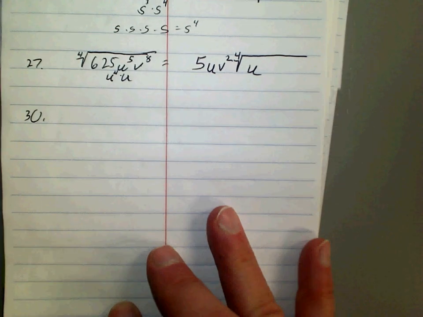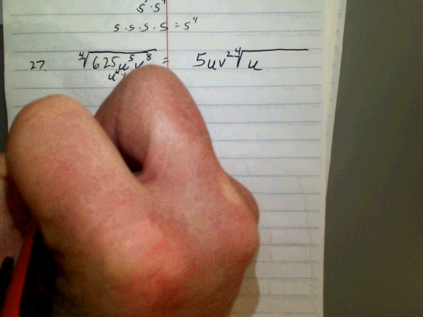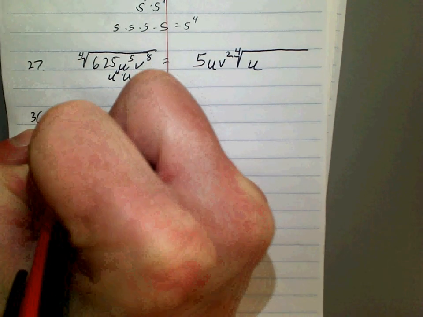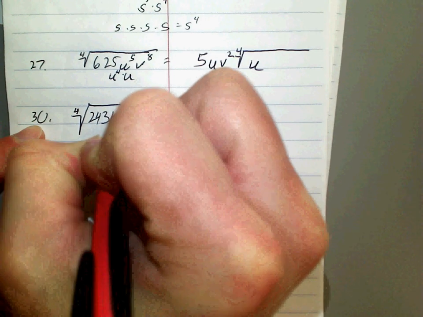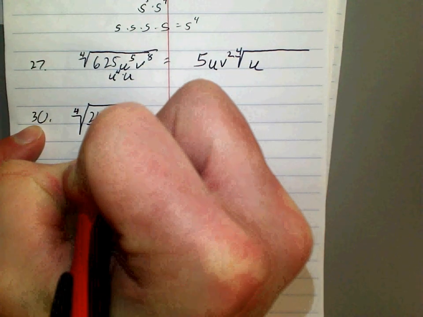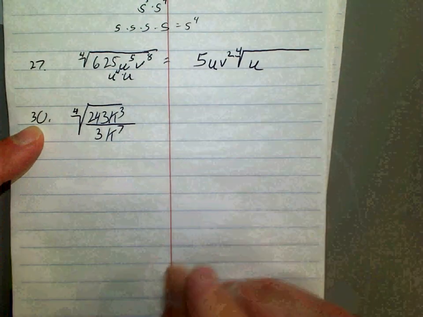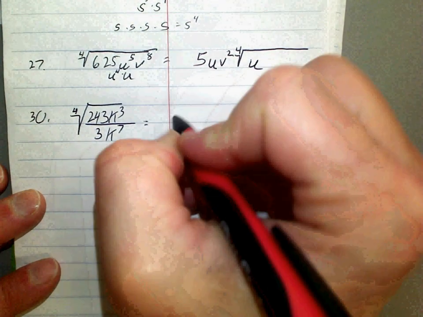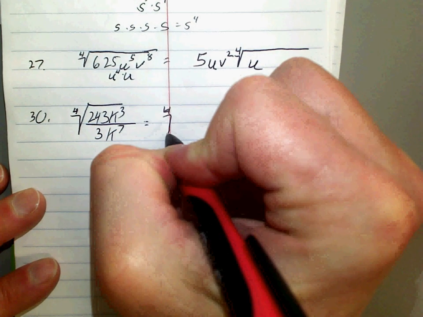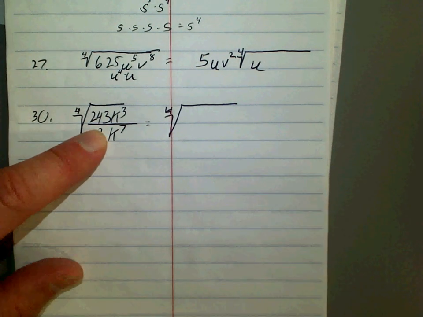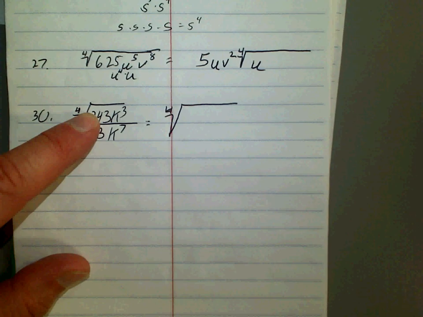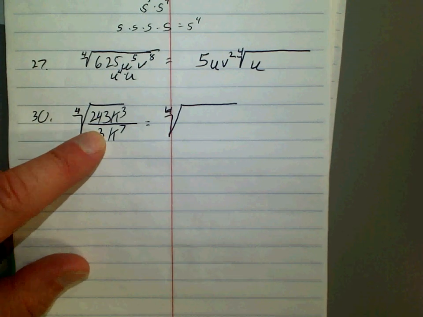All right. This is the fourth root of 243 k to the third over 3 k to the seventh. If I rewrite that, Dustin, as the fourth root of these things divided, let's look at just the numbers first. 243 over 3. Any ideas what that is?